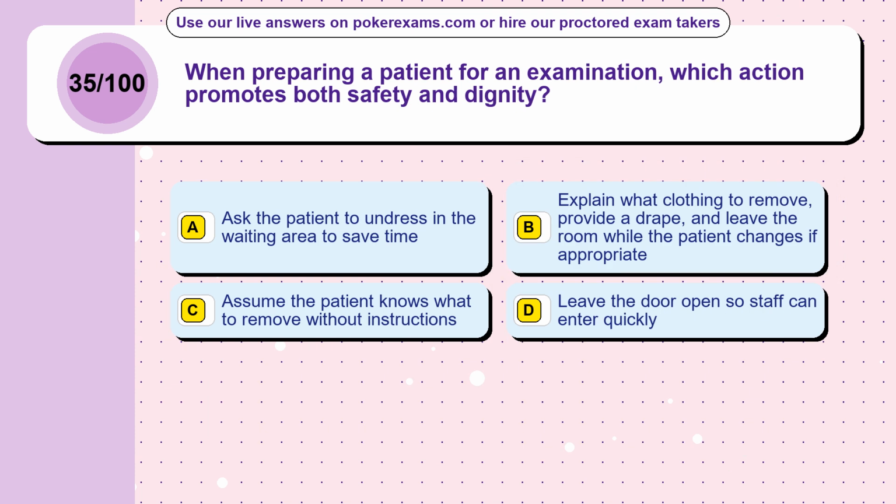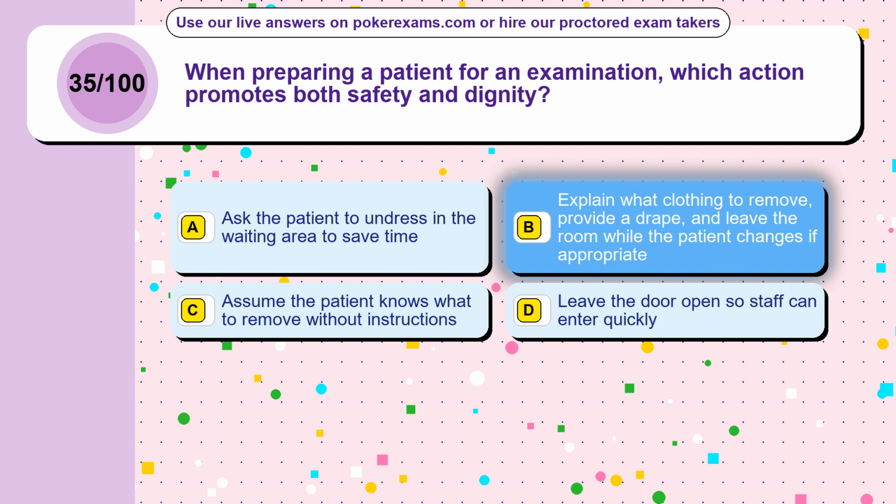Question 35. When preparing a patient for an examination, which action promotes both safety and dignity? Option A. Ask the patient to undress in the waiting area to save time. Option B. Explain what clothing to remove, provide a drape, and leave the room while the patient changes if appropriate. Option C. Assume the patient knows what to remove without instructions. Option D. Leave the door open so staff can enter quickly.